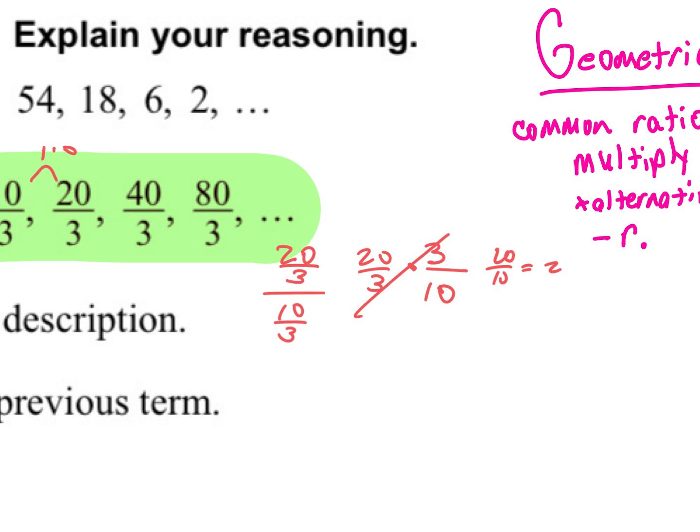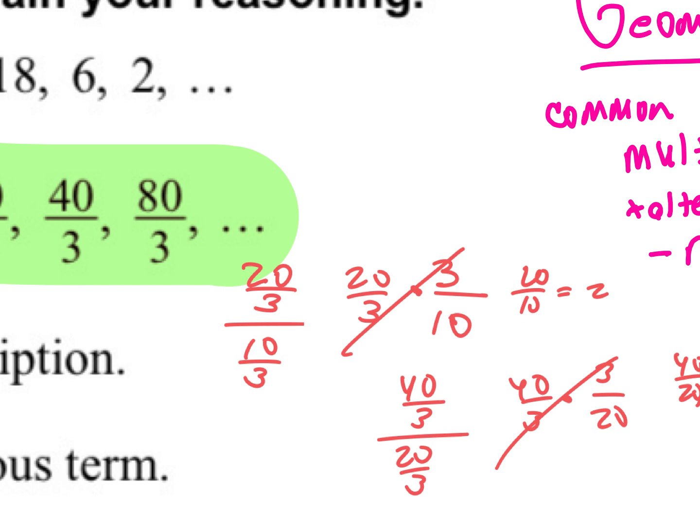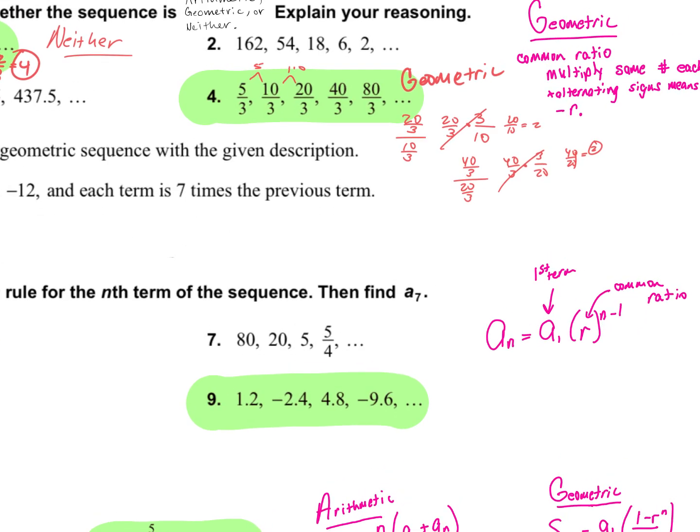Well, let's take another term. Let's take 40 over 3 and divide it by the one in front of it, 20 over 3. So keep, change, flip. 40 over 3 times 3 over 20. That cancels. I get 40 over 20, which simplifies to 2. What do you think is going to happen when I divide 80 over 3 divided by 40 over 3? My common ratio is going to be 2. So this is geometric. You guys can do that in your calculator and you'll get 2. You don't have to show me by hand. You can do it in your calculator and say, oh, look, it's 2. But you have to be able to work with fractions, guys.